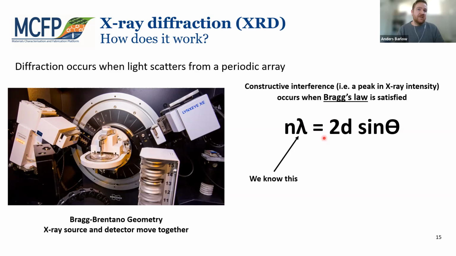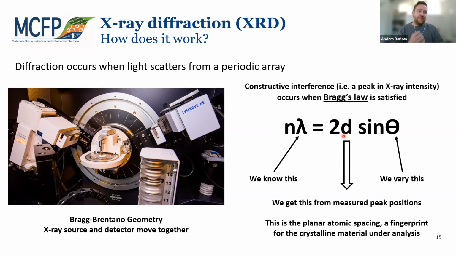Experimentally, we know what lambda is. Lambda is our incident X-ray wavelength, from our X-ray source. We are varying theta, the angles here for our goniometer, so we are systematically varying that. Then we look at the intensity of the peaks and calculate this value d from those peak positions. And that d value that we calculate from your peak positions becomes the fingerprint for the atomic spacing of your particular material, the crystalline material under analysis.